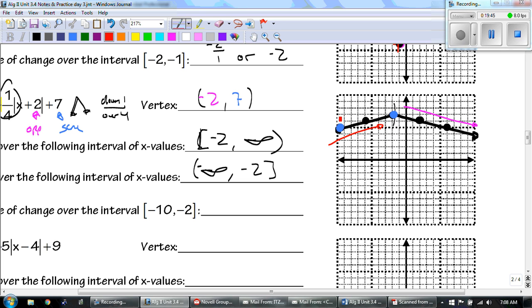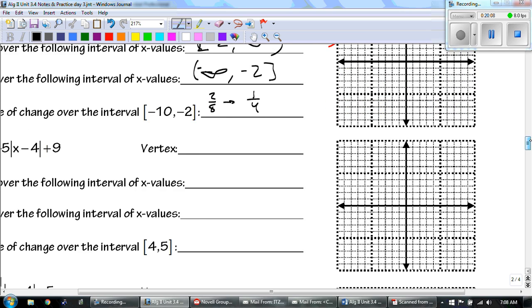Well, we're going up 2 and then over 8. So that was 2 over 8, which reduces to 1/4. And it shows that we're going up. We're increasing between those values.